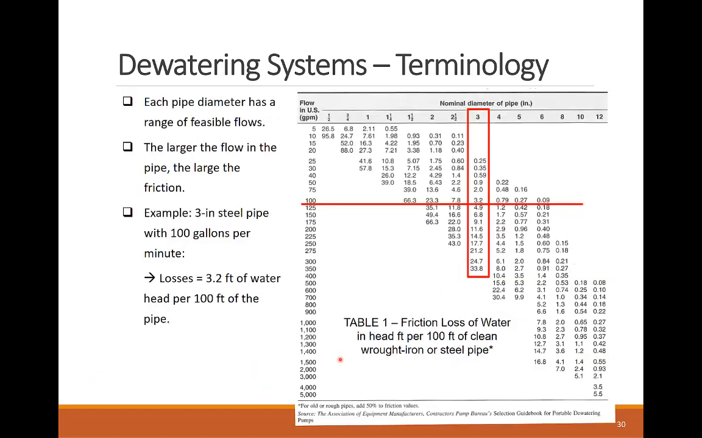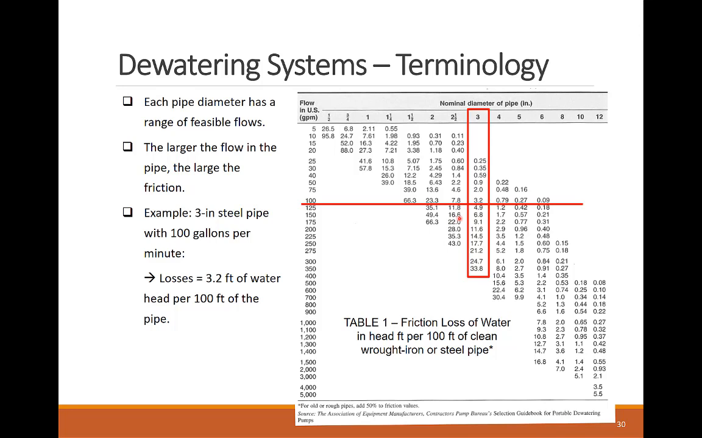The table provides the friction losses that happen in steel and iron pipes. You can see that every pipe diameter has a range of feasible water flows. For example, a 4-inch pipe can deliver the water at a flow range of 50 to 700 gallons per minute. The lower and higher flows are not feasible in average pumping operation.